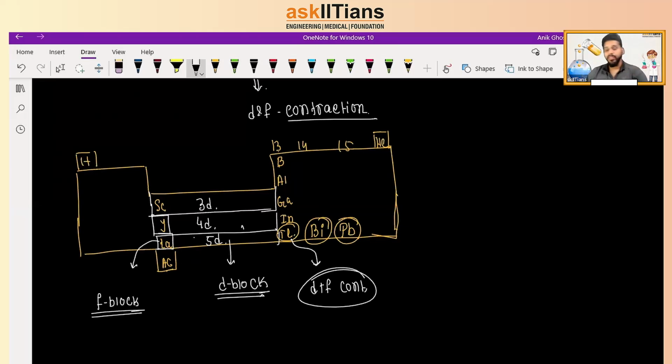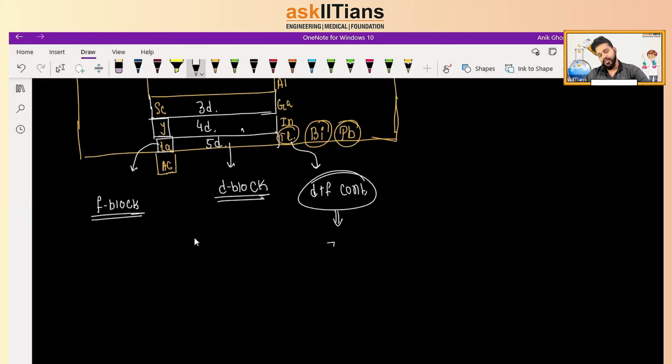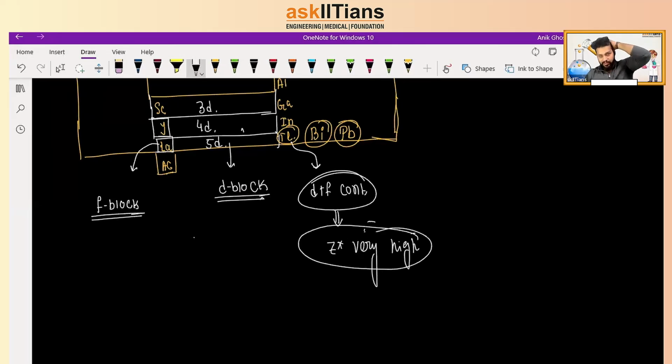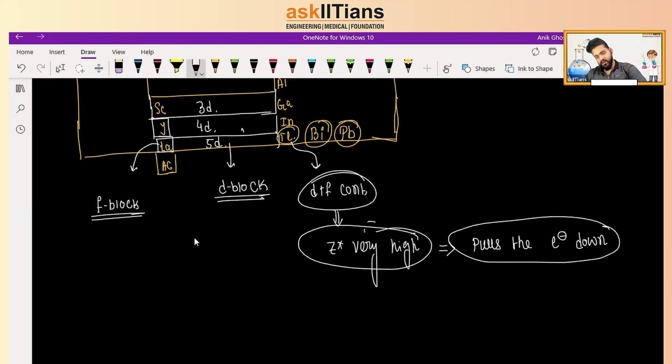As a result, because of the D and F contraction, the Z star is very, very high. Okay, the Z star becomes very, very high. As the Z star gets very, very high, it pulls the electrons down. So you can understand when the nuclear charge is increasing, that would definitely pull the electrons of the shells down, closer to the nucleus, right? So this is what the Z star is trying to do as well.